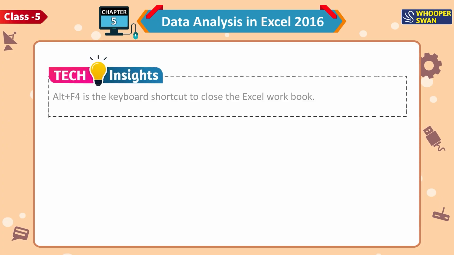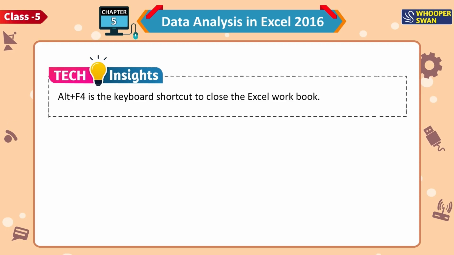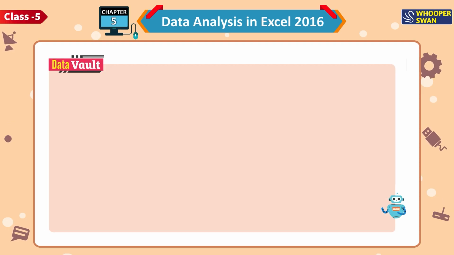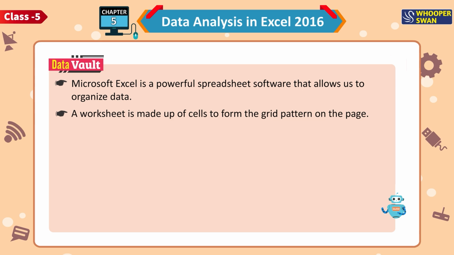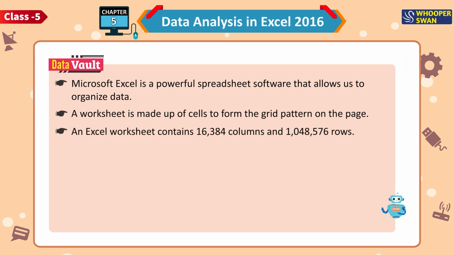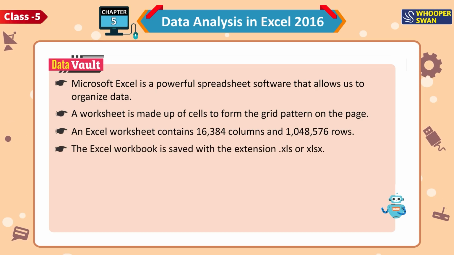Tech Insights. Alt plus F4 is the keyboard shortcut to close the Excel workbook. Data Vault. Microsoft Excel is a powerful spreadsheet software that allows us to organize data. A worksheet is made up of cells to form the grid pattern on the page. An Excel worksheet contains 16,384 columns and 1,048,576 rows. The Excel workbook is saved with the extension .xls or .xlsx.